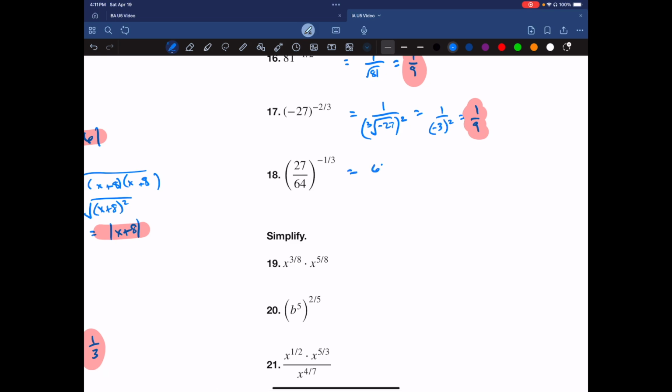On 18, the way you deal with the negative is you essentially flip the fraction. So this is going to be 64 over 27 to the 1/3, and then the 1/3 just means I'm taking the cube root. So you can take the cube root of 64 and the cube root of 27, and that's going to give you 4 over 3.